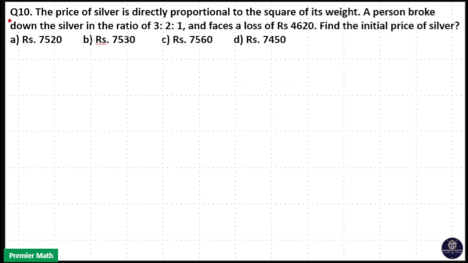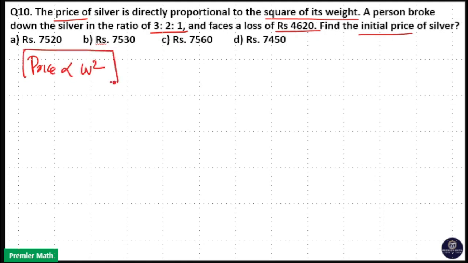Next is question number 10. The price of silver is directly proportional to the square of its weight. A person broke down the silver in the ratio of 3:2:1 and faces a loss of rupees 4,620. Find the initial price of silver. Here price is directly proportional to the square of its weight. A person broke down silver in the ratio 3:2:1.